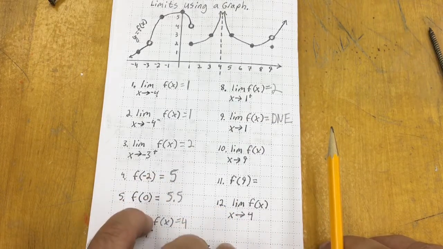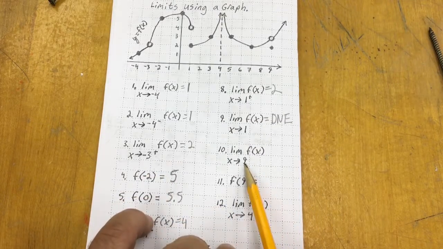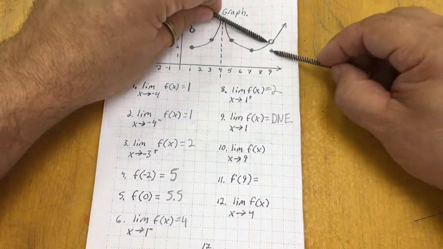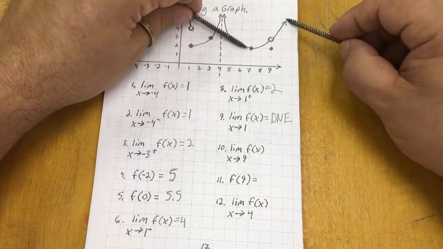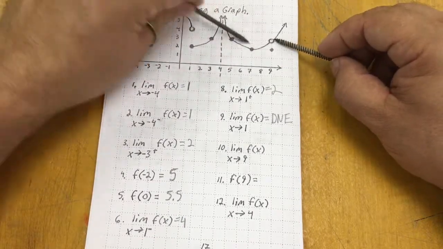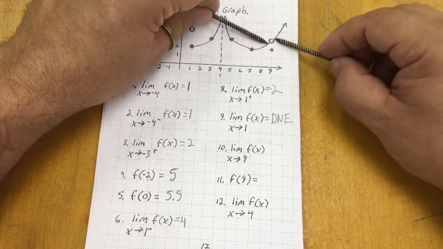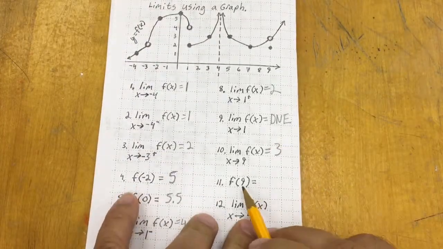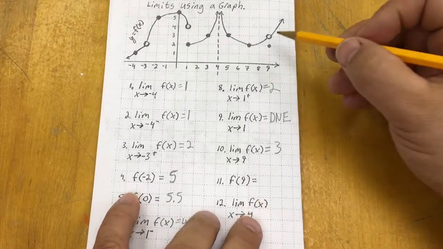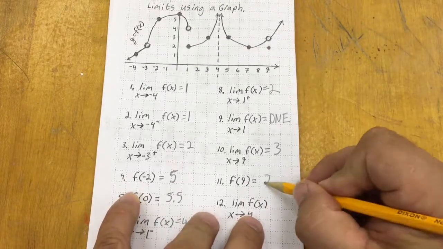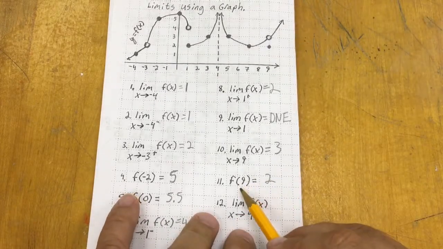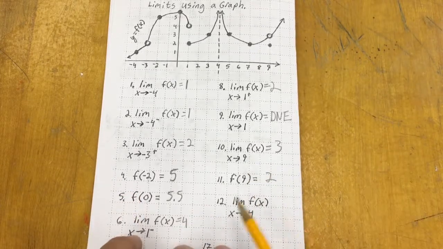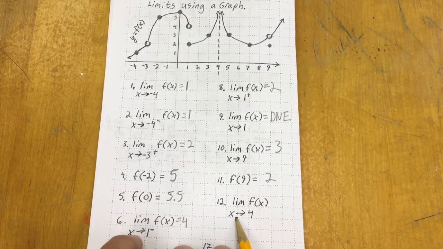The limit as x approaches 9 from both sides. Now I know the y value when x equals 9, the coordinate is 9, 2, but the limit is 3 because it approaches 3 from both sides. What is the value at 9? Now that's the coordinate, 9, 2. This here is evaluated at 9. This is the limit as it approaches 9. A subtle difference.